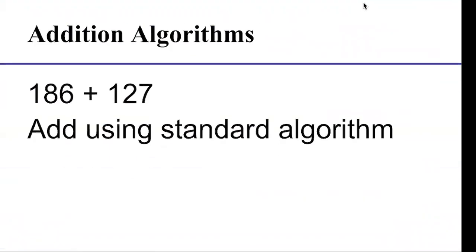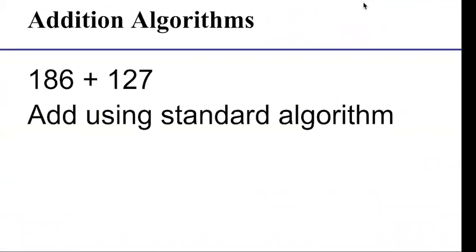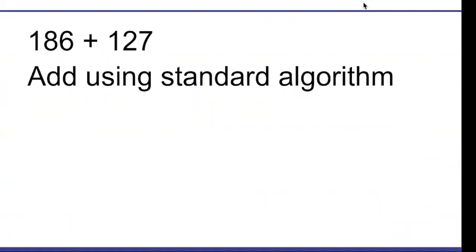Okay, we did some of these in class. So I'll run through the standard algorithm. You listen to my language and laugh at the bad place value. 6 plus 7 is 13. I do the 3, I carry the 1. 1 plus 8 is 9, plus 2 is 11. I do 1, I carry the 1. And I add those and I get 313.